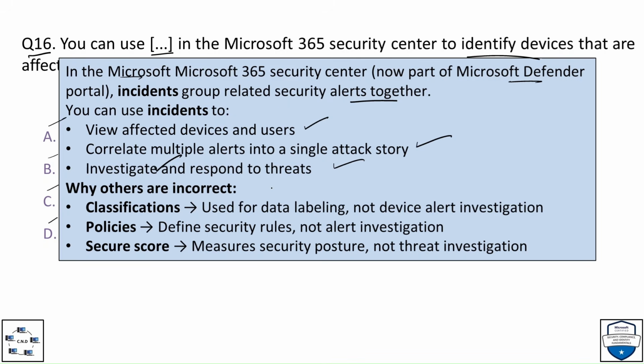So why are the other options incorrect? Classification is used for data labeling, not device alert investigation. Policies define security rules, not alert investigation. And secure score measures security posture, not threat investigation.